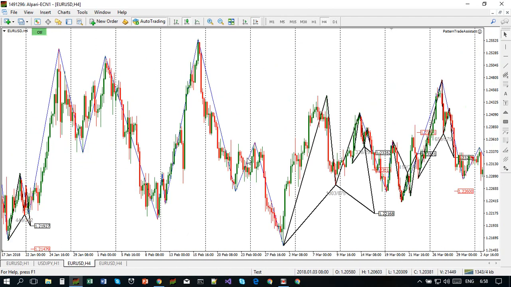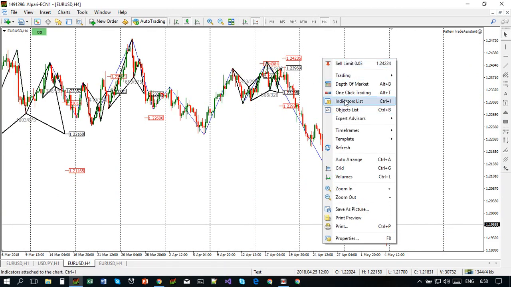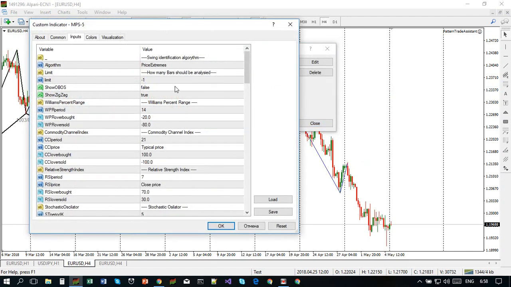First of all, what I want to show you is the settings of that indicator. If we go to MPS 5, minus 1 for history, this one, you can switch between the swing identification algorithm, and it is not the same as we had in MPS 4, simply using between large, small, medium. It is much more sophisticated.